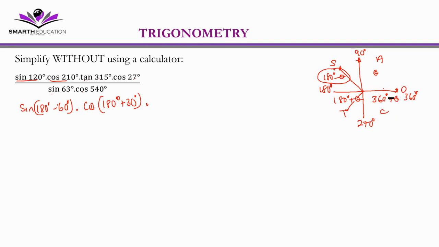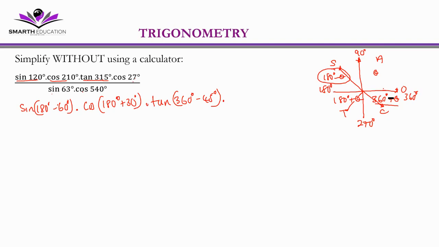Then tan 315 degrees. Where is 315 degrees? It is in the fourth quadrant. It is 360 minus 45. So it's going to be tan of 360 degrees minus 45 degrees. This is in the fourth quadrant.